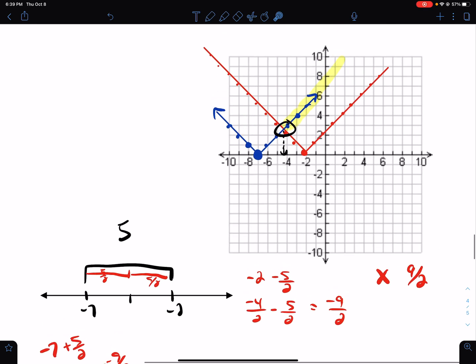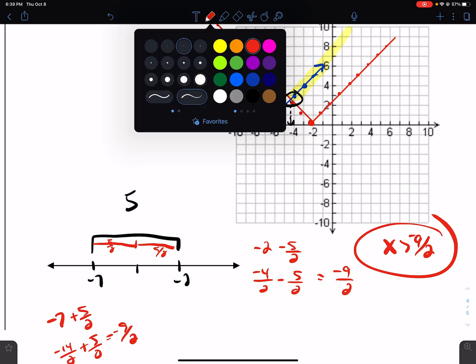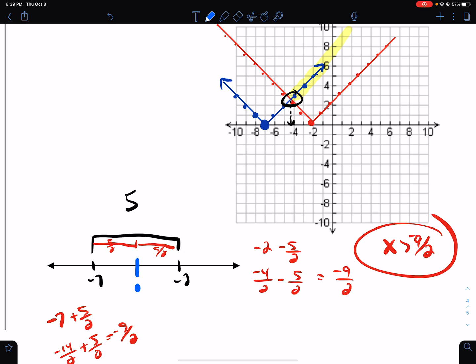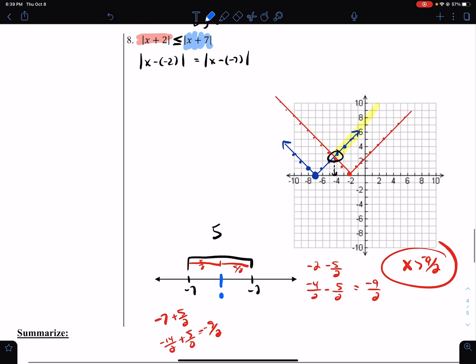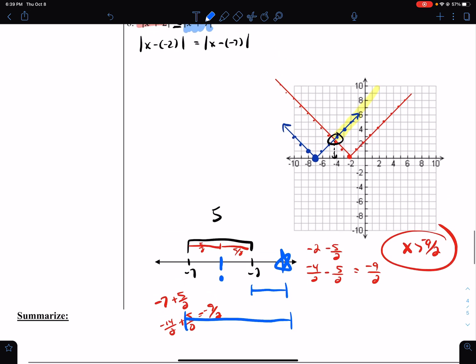And I can see that I shaded all the inputs that are to the right of that. So I only wanted the x values that were greater than -9 halves. Right? And we can think about that on the number line as well. If we know where halfway is, if I want the distance between whatever number I place, which is going to be a star, if I want the distance from that star to -7 to be more than that star to -2, I should place that star on the right because no matter where I am on the right, the distance to -2 is always going to be less than the distance to -7.